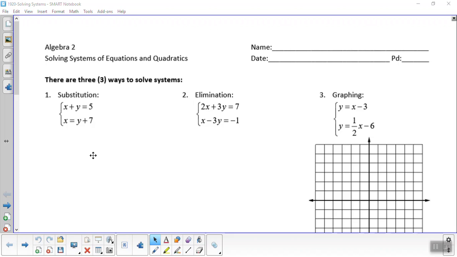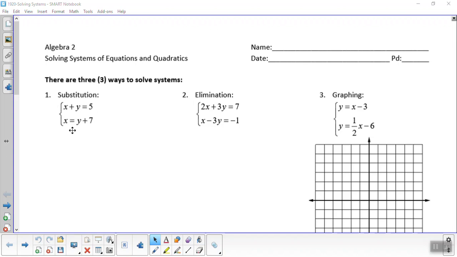So we're going to review how to solve systems. You did learn this in Algebra 1, but there are three ways to solve systems. And as a review, systems are when you have two or more equations and you need to solve them.